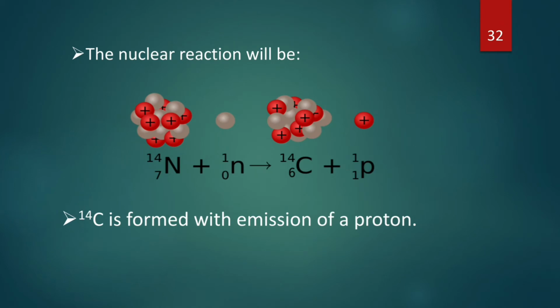Here we can see the nuclear reaction, where nitrogen colliding with a neutron turns into carbon 14, the radioactive isotope, which has 8 neutrons and 6 protons. Here we can see there is an emission of a proton too.